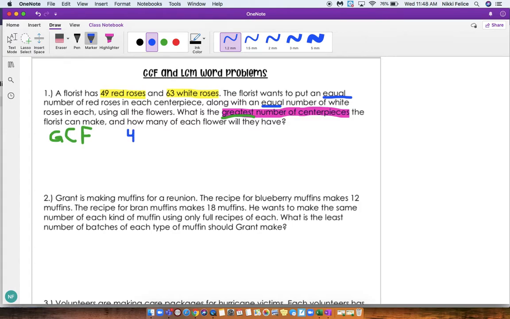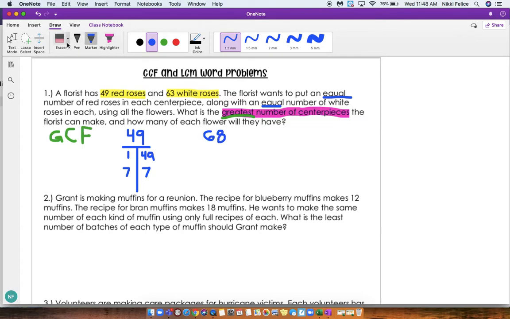You can list out all your factors if you want. So 49, we have 1 times 49, and we have 7 times 7. Are there any others? No.